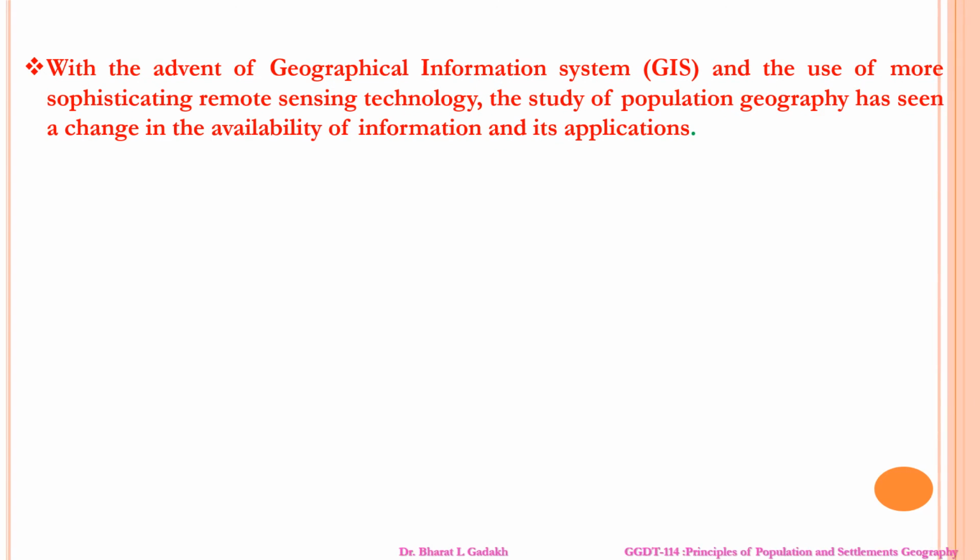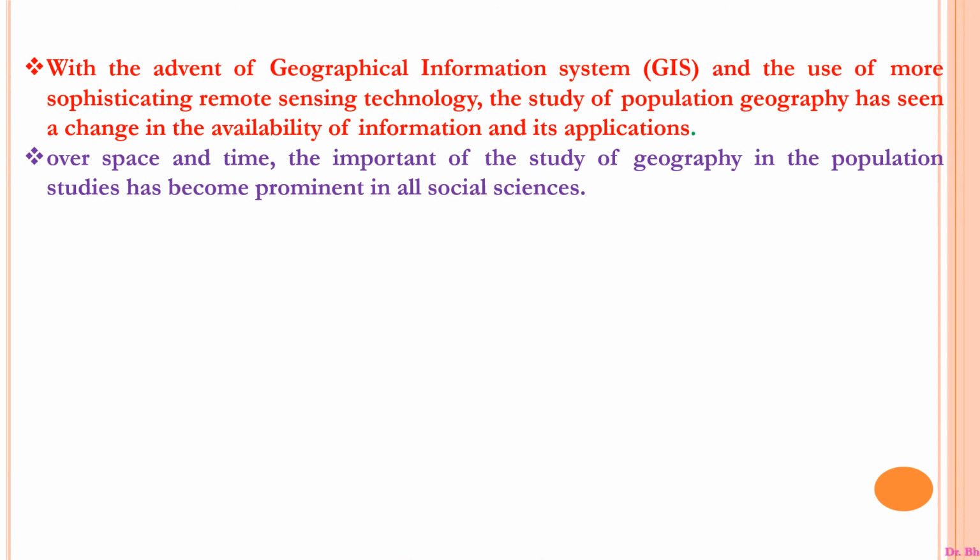Next one is the advancement of geographical information system, a very important tool. Geographical information system means GIS, and the use of more sophisticated remote sensing technology. So the study of population geography has seen a change in the availability of information and its applications. Very important. Means how much population will change in a particular area. The availability of information is applied with the help of GIS, or geographical information system, over space and time.